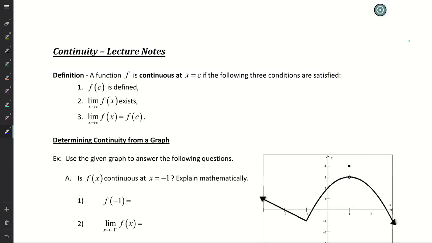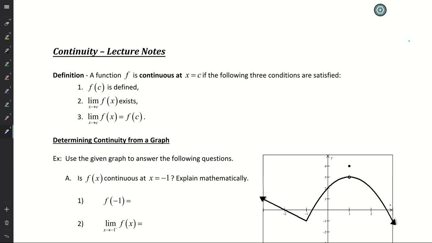In this lesson, we're going to talk about continuity. The first thing that we need to do is understand the definition of continuity. So by definition, a function f is continuous at, specifically, x equals c, if the following three conditions are satisfied. This particular definition talks about continuity specifically at an x value.